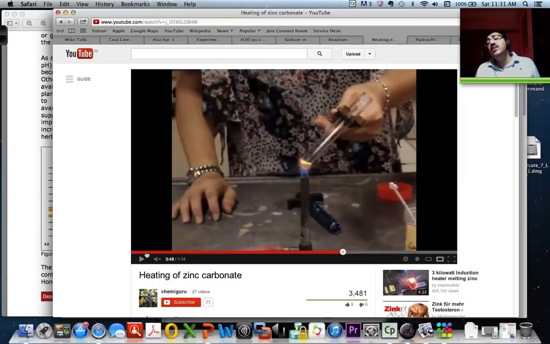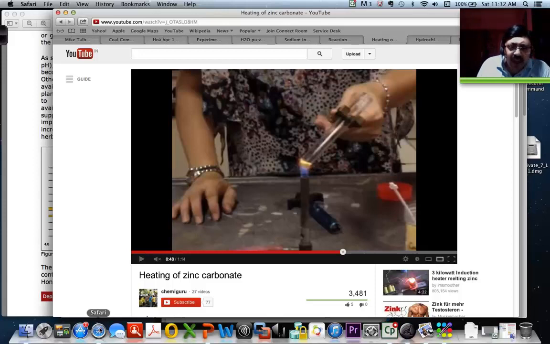So that's another way of producing a metal oxide, and that metal oxide can actually be dissolved in water to produce the corresponding hydroxide, or the base. Right? So this is an example of a carbonate being heated to produce the corresponding oxide and carbon dioxide.